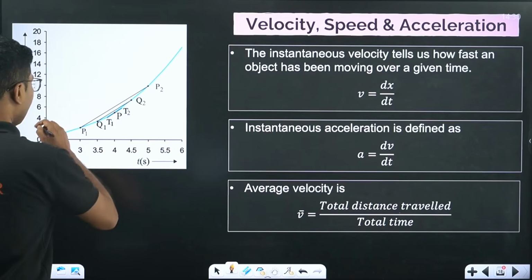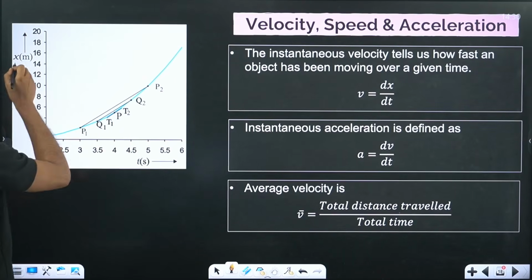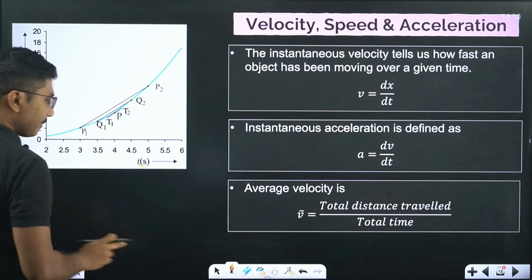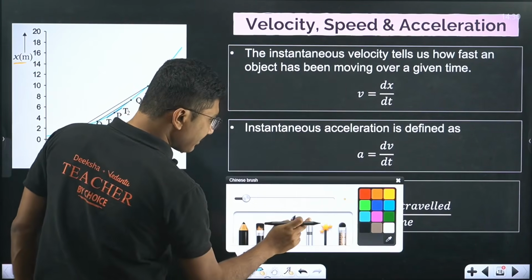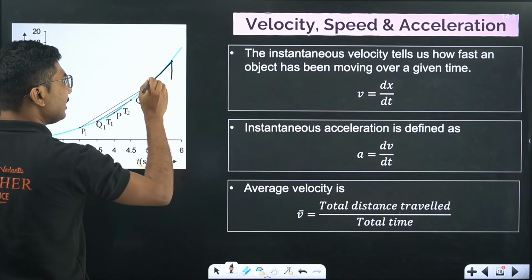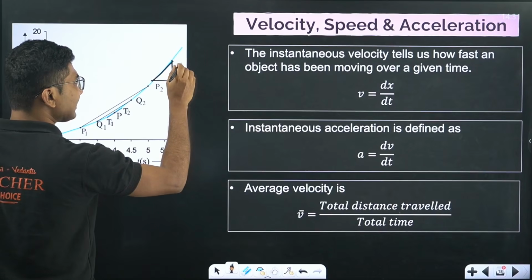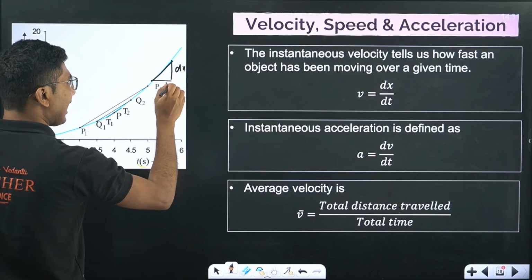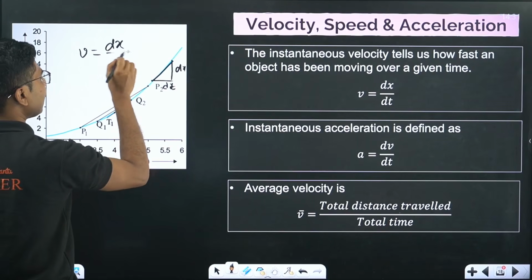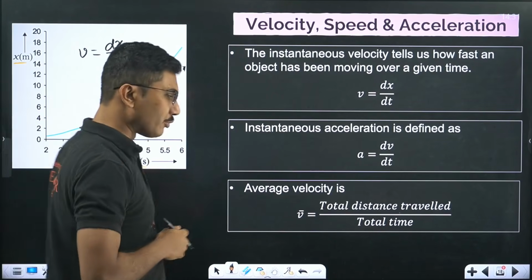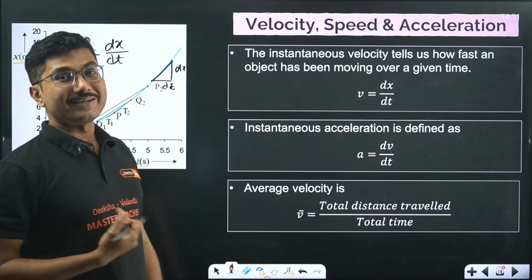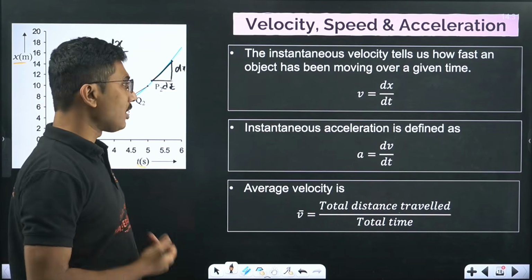Now if you are given a displacement time graph, the x versus time graph, then dx by dt basically gives you the slope of the graph. This is dx, this is dt, and dx by dt gives you the slope of the graph. So at a certain point of time, if you know the slope, you know the instantaneous velocity. Slope of the displacement time graph at any given instant gives you the instantaneous velocity.